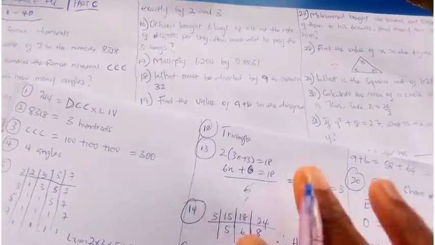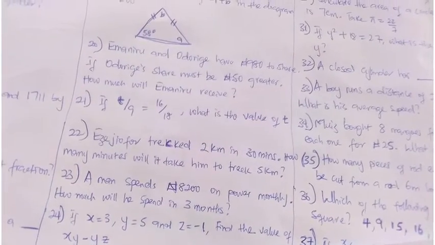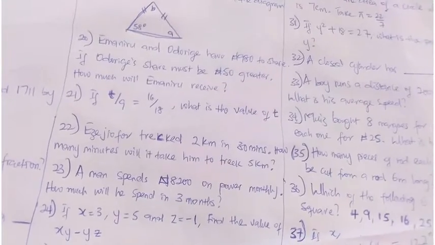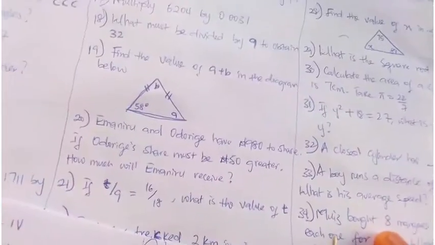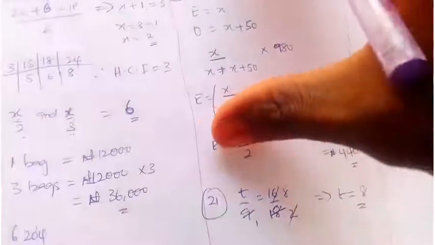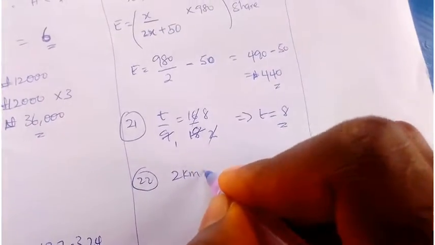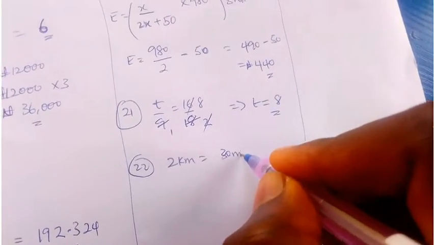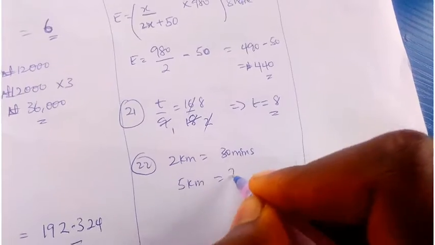Now number 22 question. It says Ogo trekked 2 kilometers in 30 minutes. How many minutes will it take him to trek 5 kilometers? He trekked 2 kilometers in 30 minutes. 5 kilometers is what I'm looking for.